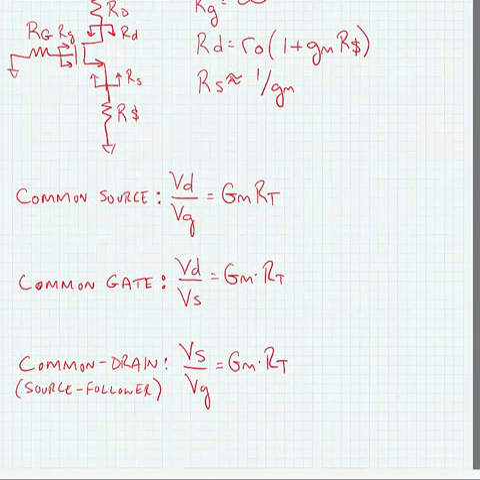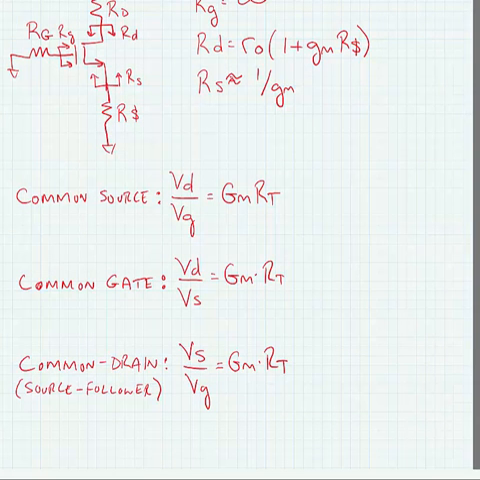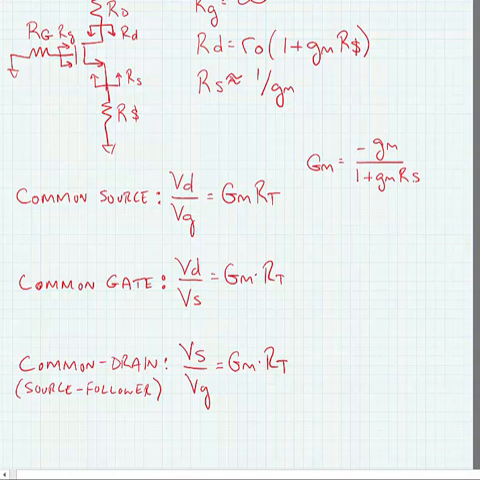So our general formulas for big Gm and RT then become, for the common source, big Gm is equal to minus little gm divided by 1 plus little gm times the resistance connected to the source. And RT is equal to the intrinsic resistance from the drain in parallel with the external resistance at the drain.